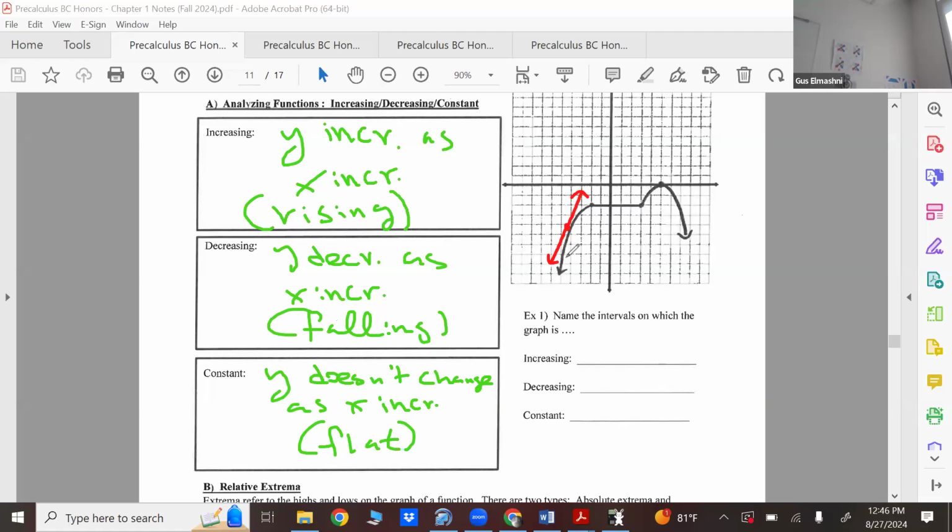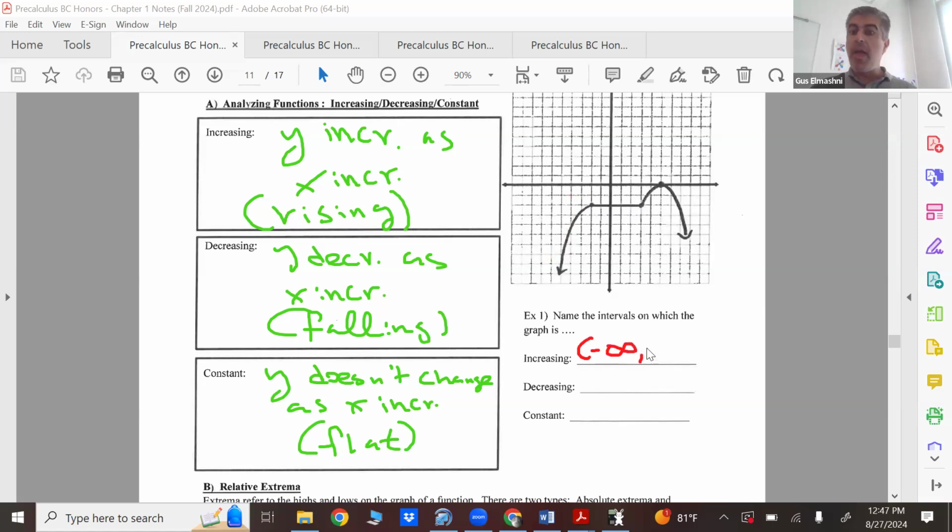But that's another way you can tell whether the graph is increasing or decreasing: if you drew a line that just grazes the graph, the slope of that line will tell you. If it's positive slope, it's increasing; negative slope is decreasing; and of course if it's horizontal, it's flat or constant. So in this case, where is my graph increasing? It's going to be increasing from negative infinity up to -2.